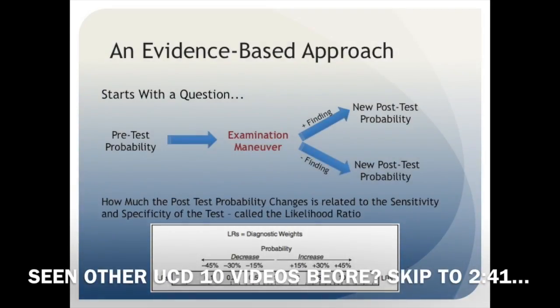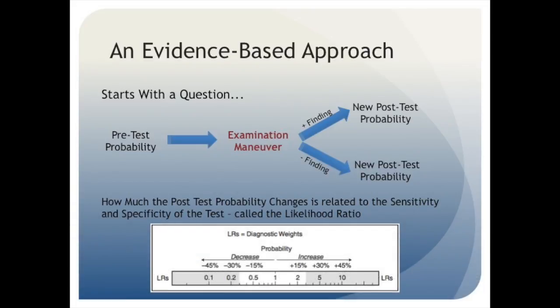An evidence-based approach to the physical exam begins with a diagnostic question. For example, does this person have chronic anemia? To answer the question, you first estimate a pretest probability, which is essentially your best guess as to how likely you think this patient is to have the pathology in question, based on aspects of their history, presenting symptoms, etc. It's generally expressed as a percentage.